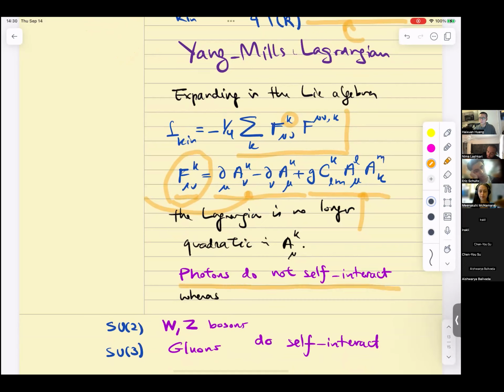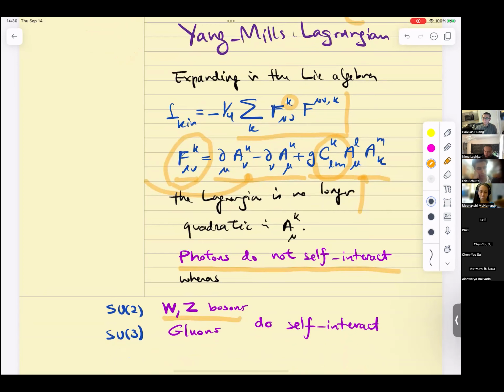In the case of photons, we were lucky that they didn't self-interact because the theory was abelian, right? These terms were zero. Recall that these are structure constants of the theory. They're the Lie algebra. In an abelian theory, those are zero, therefore there are no self-interactions, right? Photons do not self-interact. However, in SU2, the gauge bosons will self-interact.